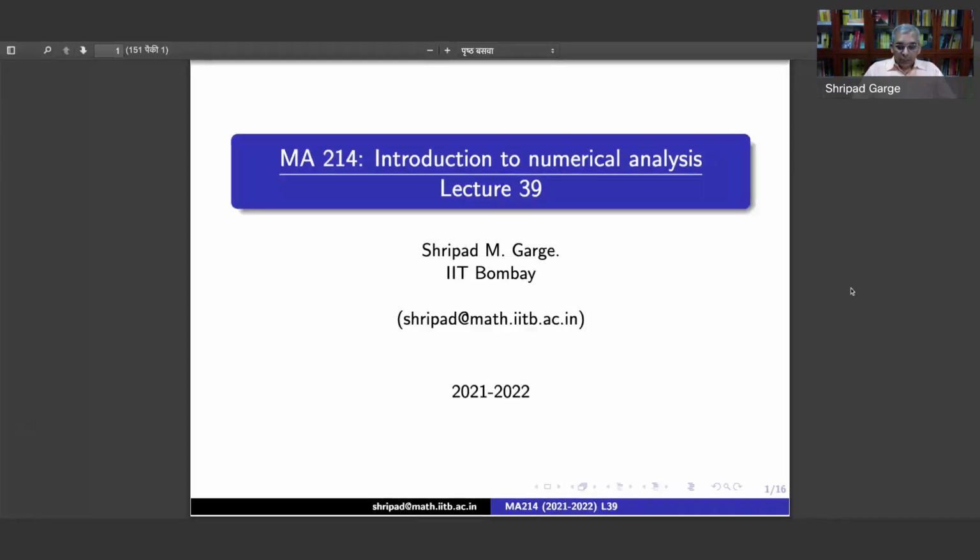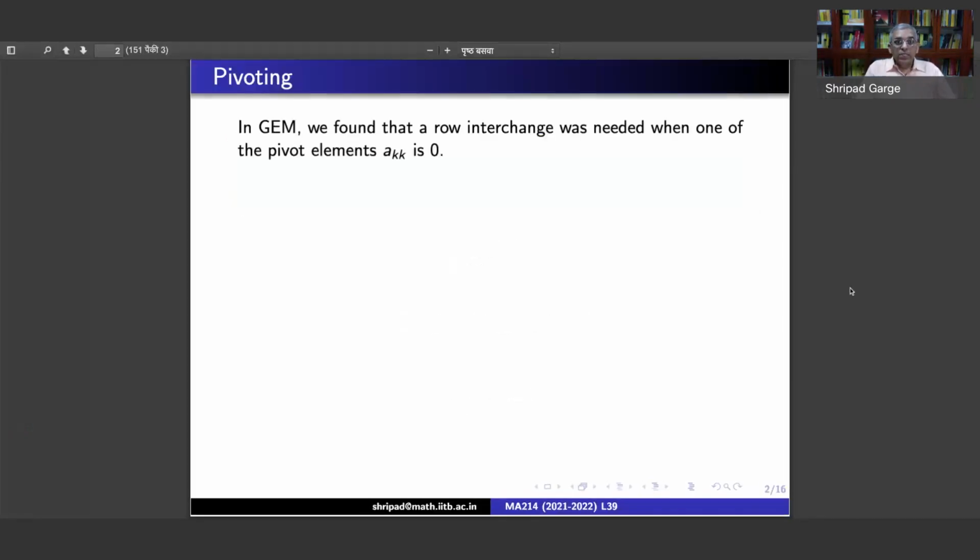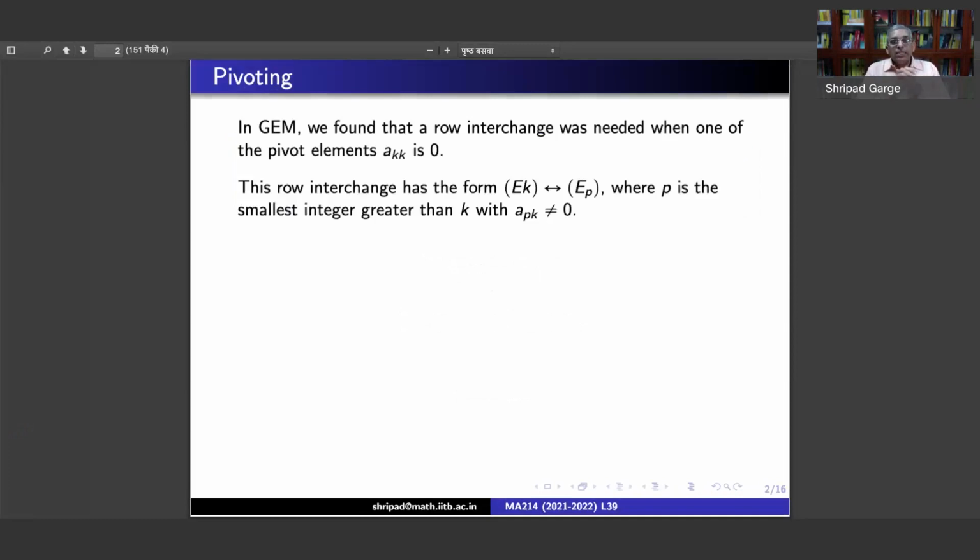All right. So we have already seen that in GEM, a row interchange was needed when one of the pivot elements AKK is 0. And this row interchange has the form EK replaced by EP. So EK and EP are switching, where P is the smallest integer greater than K with APK non-zero.